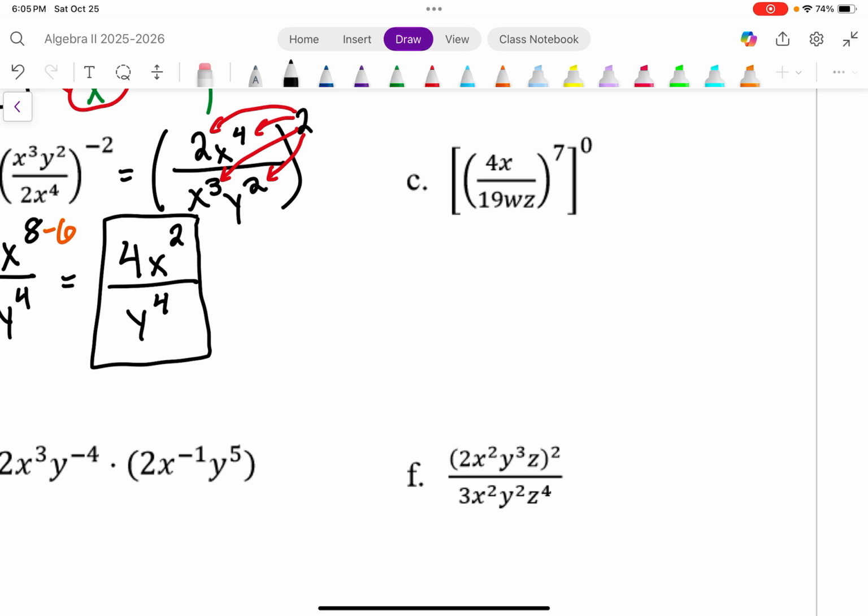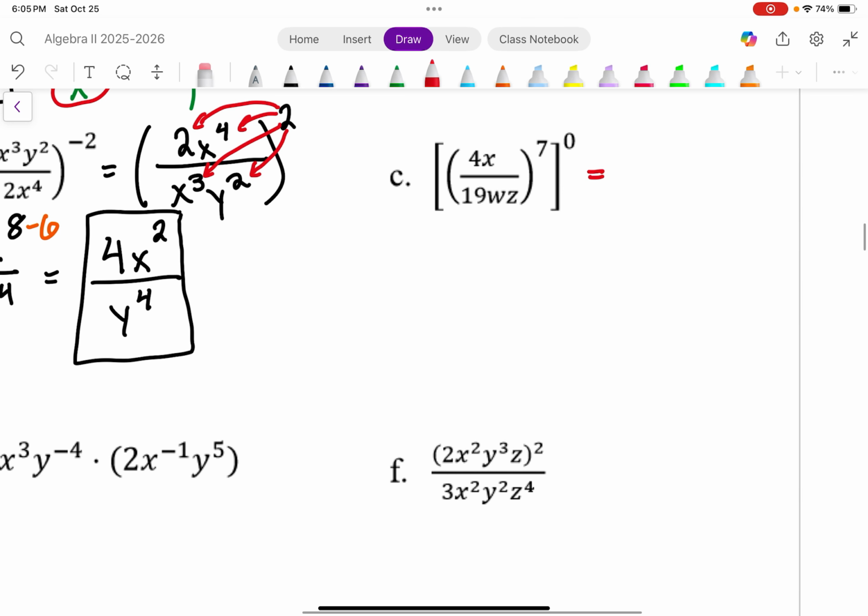Okay, so then for C, we have a fraction raised to the power of 7, and all of that is raised to the power of 0. Now, it's nice because anything raised to the power of 0 equals 1. So it doesn't matter what is inside these brackets, because it's all raised to the power of 0, this will equal 1.